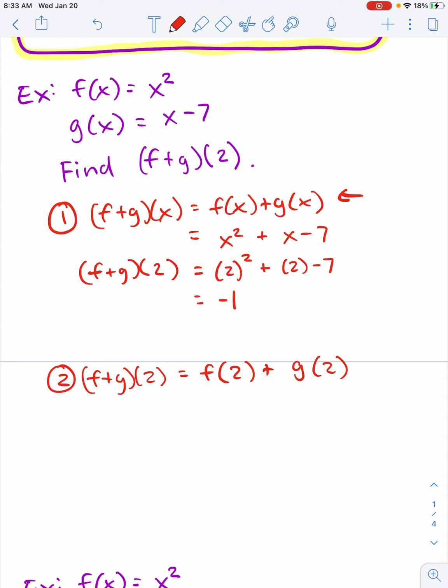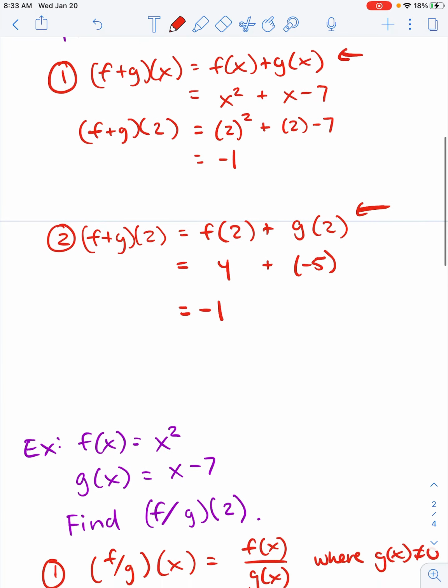The second way I can do it is very similar. If I want to find f plus g of 2, I first find f of 2, and then I find g of 2, and then I add them together. So f of 2 equals 4, because f is x squared, and then g of 2 equals -5, because g of x is x minus 7, and 2 minus 7 is -5, and so then I'll get -1 here again.